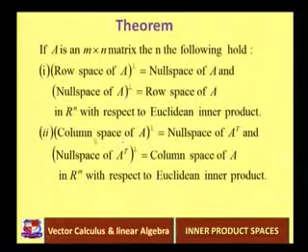This means the column space of A and the null space of A transpose are orthogonal complements in R raised to m with respect to the Euclidean inner product. And the null space of A transpose and the column space of A are orthogonal complements in Rm with respect to the Euclidean inner product. So these are important results to find the basis of such spaces.